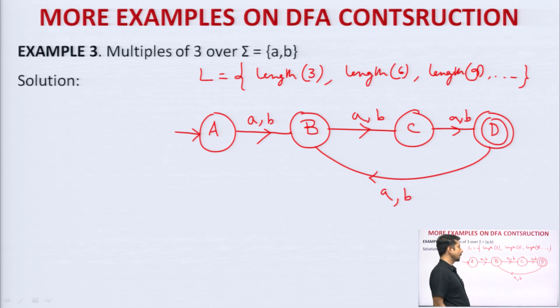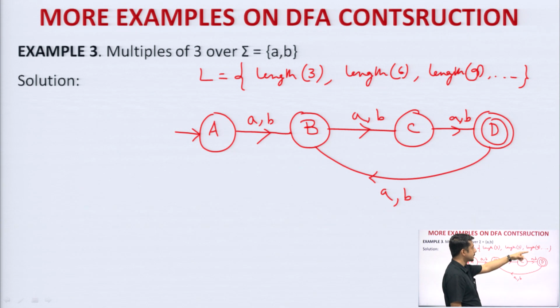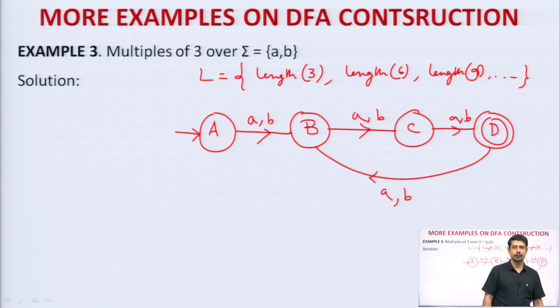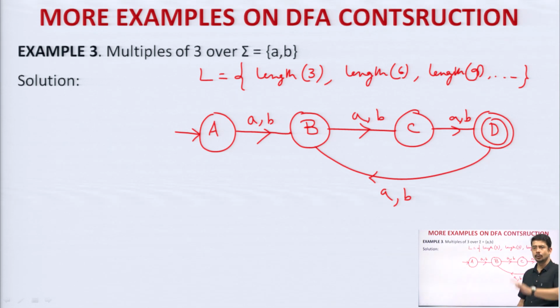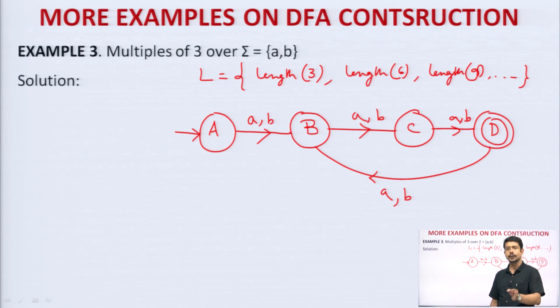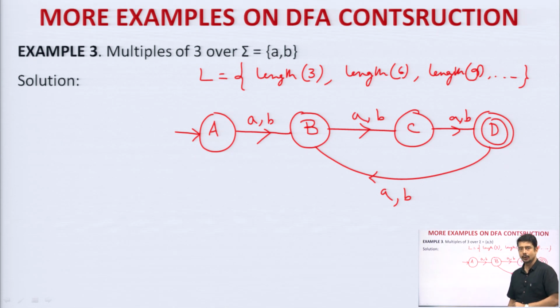So, if you look into this diagram, it will be having lengths 3, 6, 9, then 12, then 15, 18, and it will keep on going. It will take all the multiples of 3 as well as divisible by 3 as well. Okay. So, you try to practice this question.